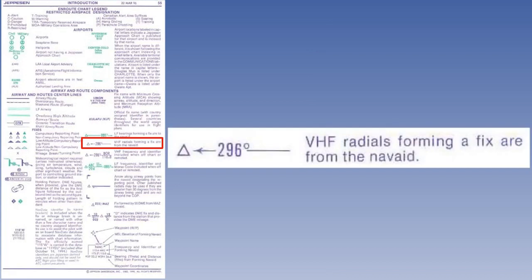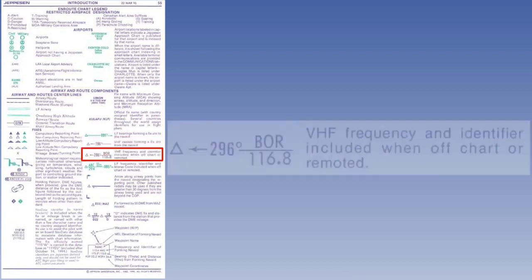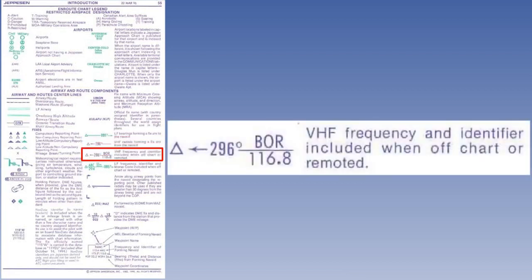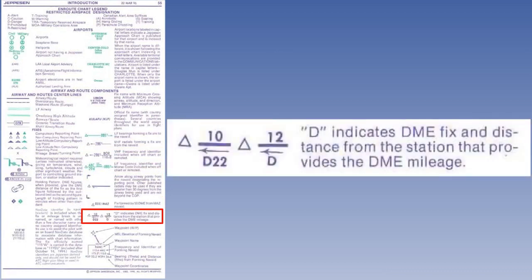The position of reporting points is shown as intersecting radials from two VORs. If the VOR is remote or off the chart, its frequency and identifier will be shown. En route reporting points are identified by their distance from a DME beacon. In the examples shown, the first reporting point is 12 miles from the DME. The second is a further 10 miles, making a total of 22 miles from the beacon.